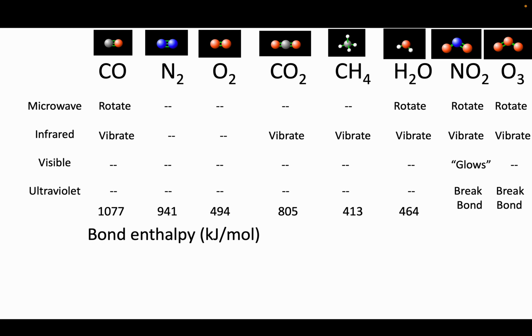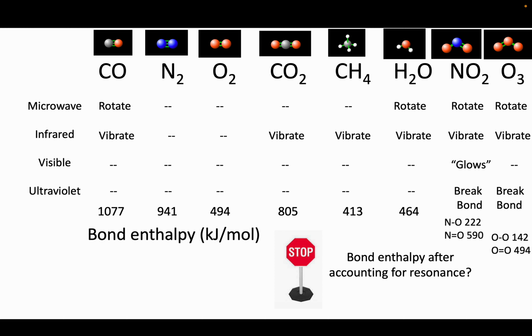For the ultraviolet, we saw that we could break bonds. That's an idea that we had back in chapter 5, where we were thinking about bond enthalpy values. Here's bond enthalpy values if we go from carbon monoxide to water. The smallest value I see here is 464 kilojoules per mole. How about the bonds in nitrogen dioxide and ozone? We see listed the data for a nitrogen-oxygen single bond and a nitrogen-oxygen double bond, and the same for the oxygen.